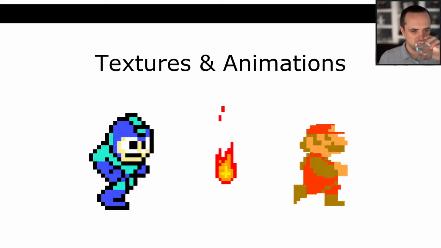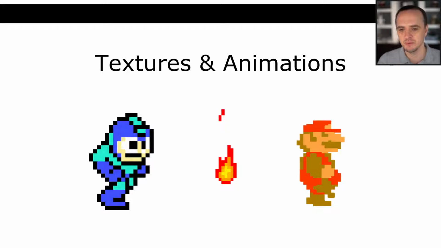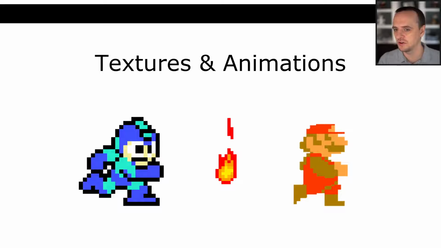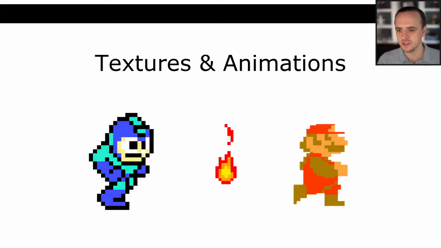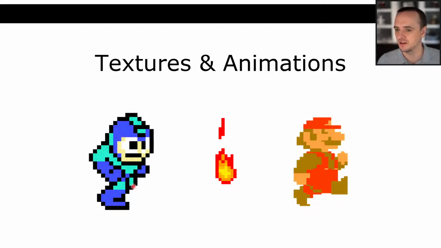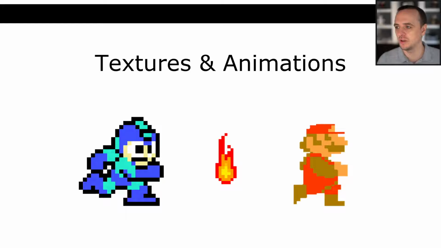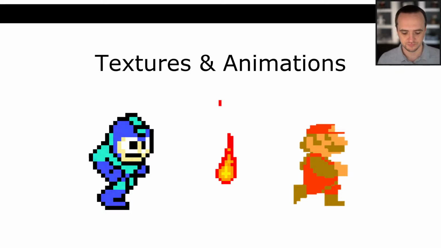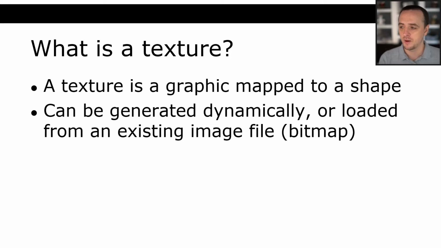So I've been talking about textures and animations, but now I'm actually going to describe what they are. I'm sure that you all know what a texture is, and you all know what an animation is, but in the context of this course, exactly what is it? So here we've got some examples. Textures and animations add a lot to your game. That Geometry Wars game is pretty cool, but you can only go so far in game programming making games that have no textures in them. So what is a texture? A texture is a graphic mapped to a shape.